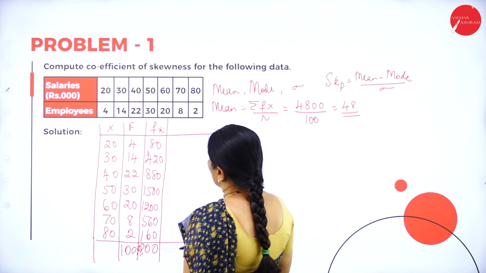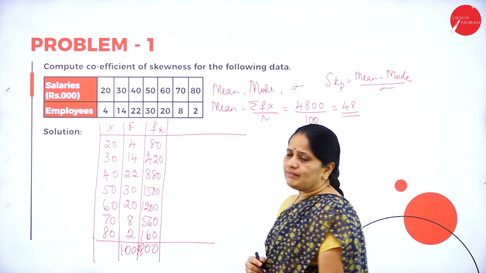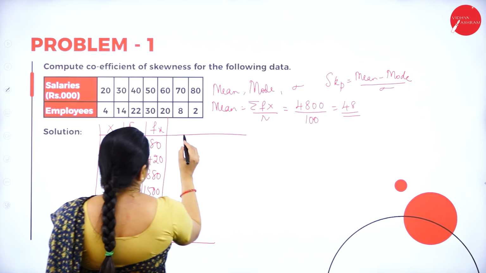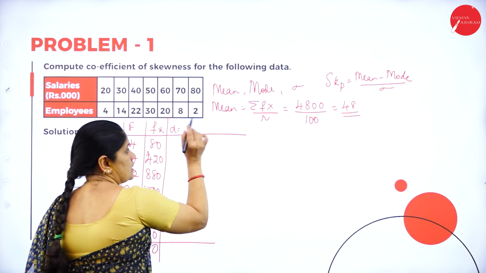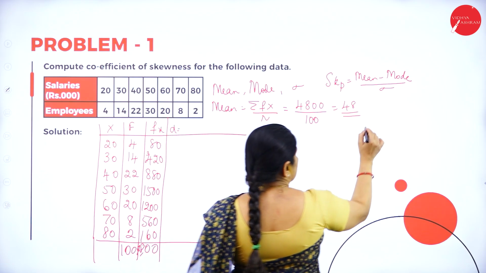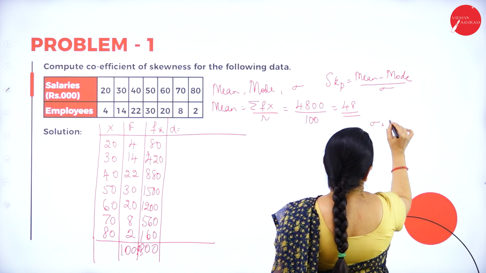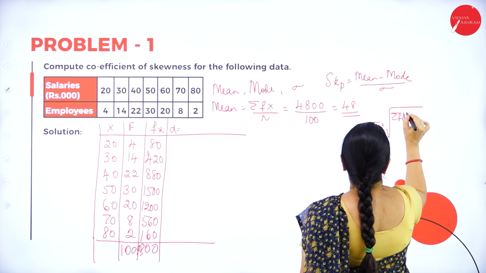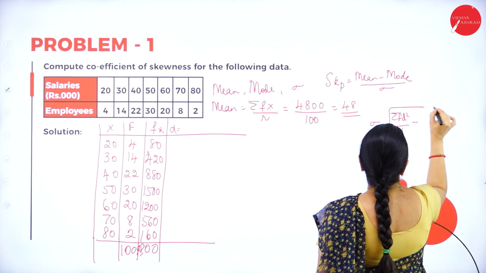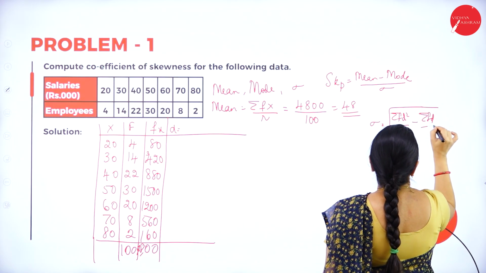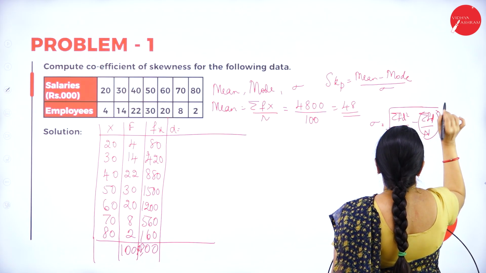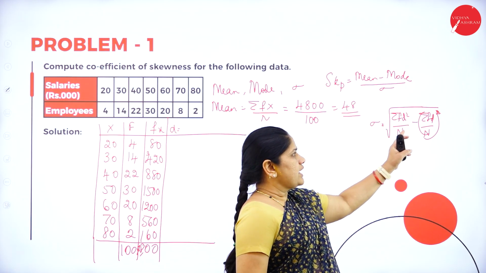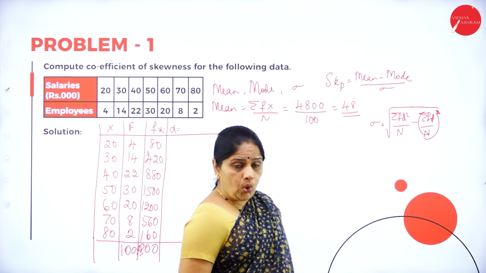Now we have to find the mode value. The mode value will be the value with the highest frequency, that will be 50. And now I will find the D. Now what is the formula for standard deviation? The standard deviation formula will be root of sigma FD square divided by n minus sigma FD by n the whole square.